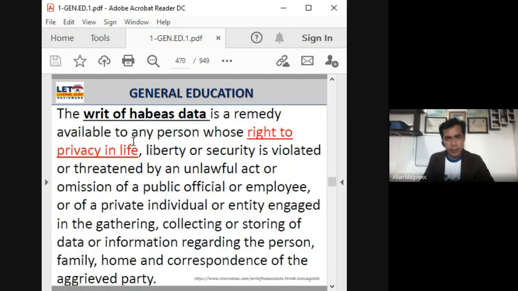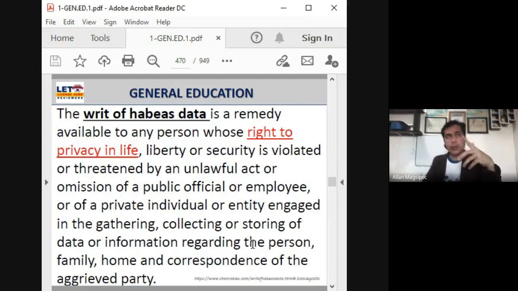A remedy available to any person whose right to privacy in life, liberty, security is violated or threatened by an unlawful act or omission of a public official or employee or private individual engaged in gathering. Actually, discuss naman ito last time, no? Kasama ng writ of habeas corpus. Writ of habeas data is the right for privacy of your information. Also, it's a right that can be invoked if you feel that your privacy is violated by any individual, public or private individual or entity that's engaged in gathering and collecting data or information about you.